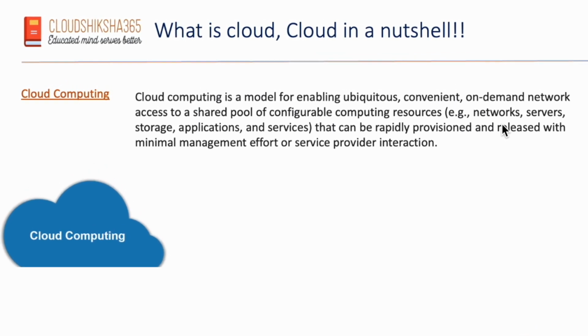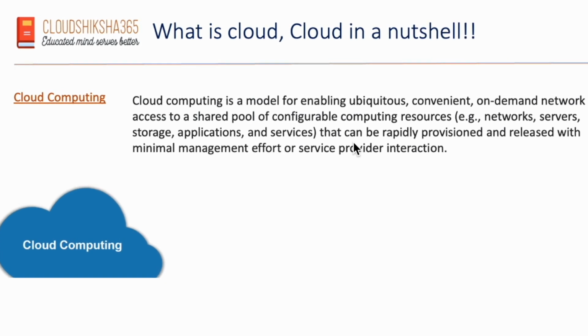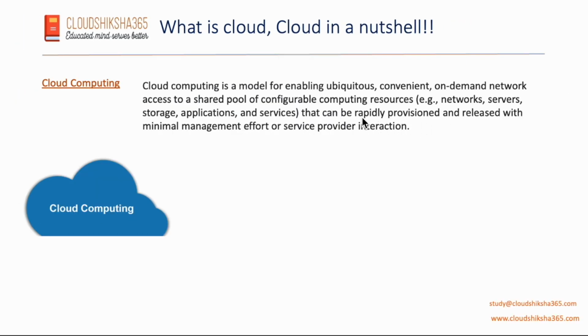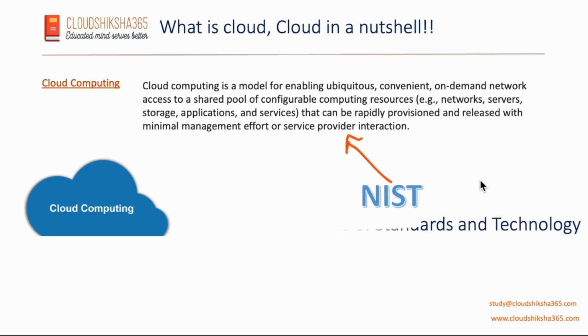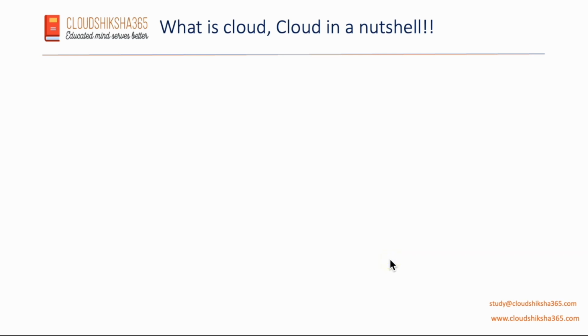As we discussed in the previous slide, network, server, storage, application services that can be rapidly provisioned. Rapidly provisioned means when we need, we can create. So just on one click we can create, and released with minimal management effort or service provider interactions. And this definition basically is given by NIST, which is referred to as National Institute of Standards and Technology. So when you get a chance, you should read the articles from NIST, but this definition is coming from NIST, and I just rephrased it here.